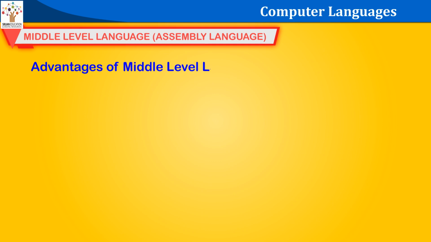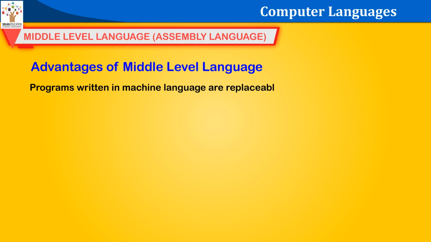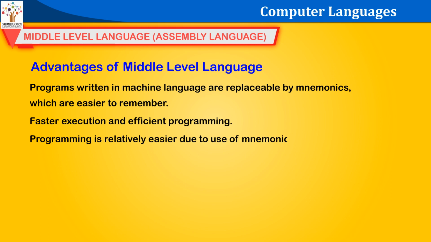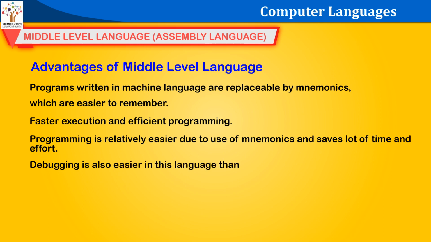Advantages of middle-level language. Programs written in machine language are replaceable by mnemonics, which are easier to remember. Faster execution and efficient programming. Programming is relatively easier due to use of mnemonics and saves lot of time and effort. Debugging is also easier in this language than in machine language.